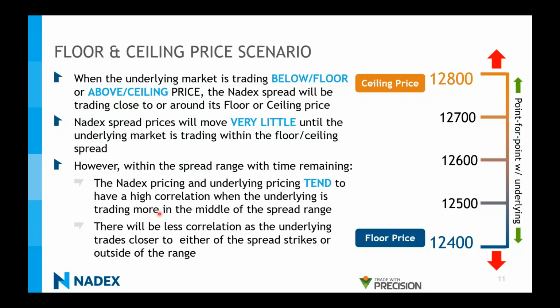So floor and ceiling price scenarios, when the underlying market is trading below the floor or above the ceiling price, the Nadex spread will be trading close to or around its floor or ceiling price. So the market drops. The market is currently trading at 11,500 points. That contract will be priced at around about 12,400 because the price of this contract can't drop below the floor price. That's the limit. It's just sitting there.